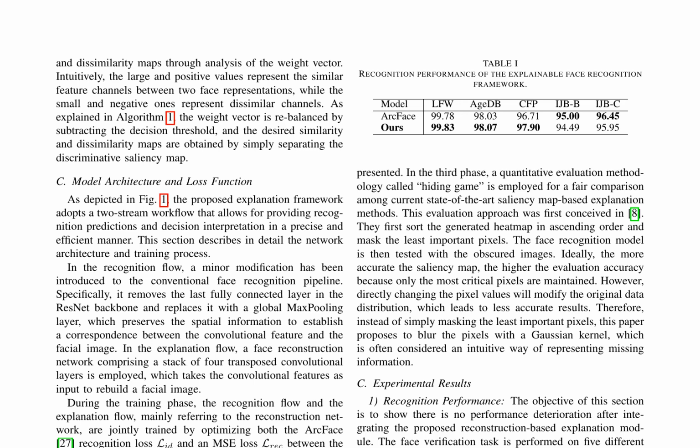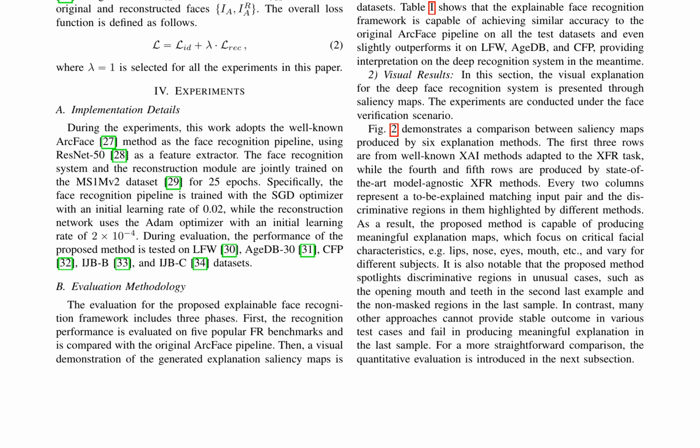A quantitative evaluation using the hiding game methodology demonstrates the effectiveness of the proposed method in generating accurate saliency maps, outperforming state-of-the-art model-agnostic XFR methods. The overall loss function combines both the ArcFace recognition loss and an MSE loss between the original and reconstructed faces, with a weight of lambda equals 1 for the reconstruction loss.